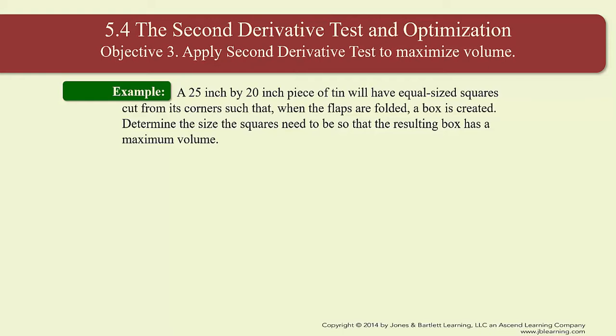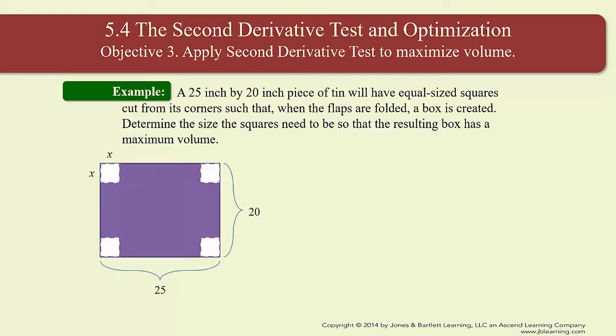All right, so you have a 25-inch by 20-inch piece of tin, and you're going to take this piece of tin, and equal size squares are cut from the corners. And when you cut equal size squares from the corners, you can then fold the flaps up and create a box. It's an open top box. So we're going to determine the size the squares need to be so that the resulting box has a maximum volume. So here's a quick diagram of what this would look like.